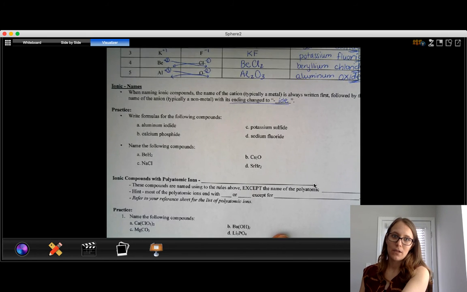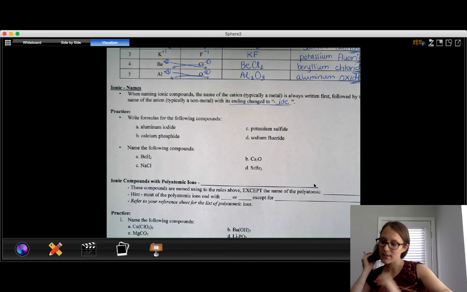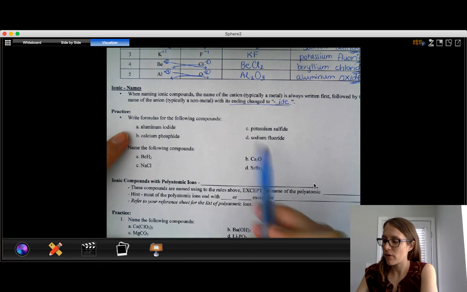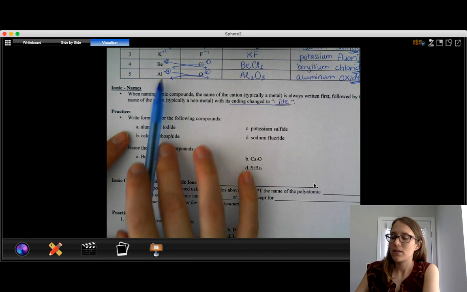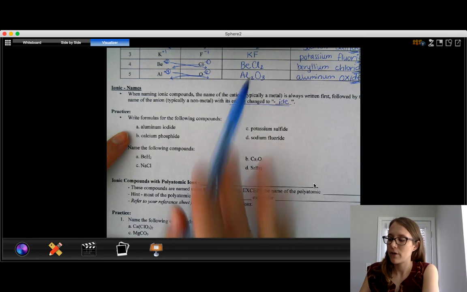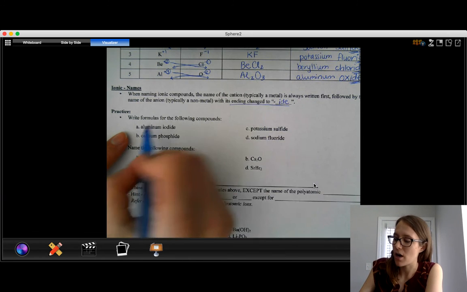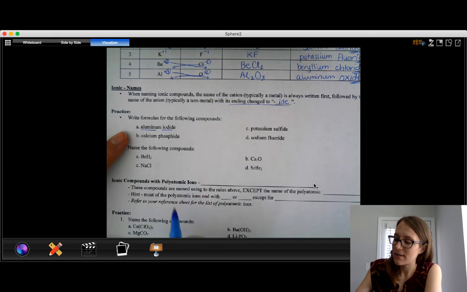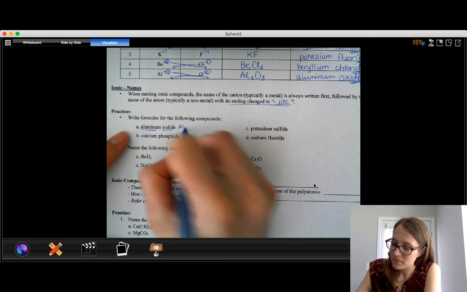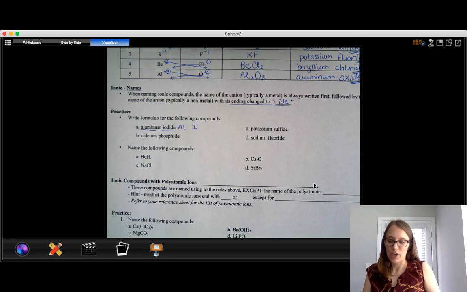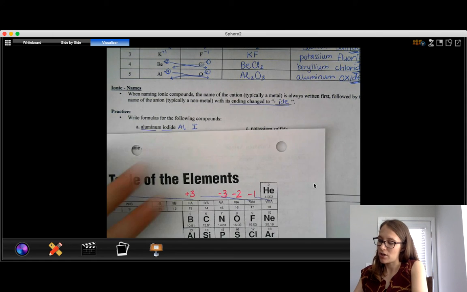All right, so we have a couple practice. Write formulas for the following compounds. We have 4 of those to practice. This is looking at what we did up here. The first thing we need to do is figure out the charge on each element so that we can figure out if they're a perfect match or crisscross. These are my 2 pieces: aluminum and iodide, the element iodine. Those are my 2 elements, and then we're going to find the charges of each on the periodic table.